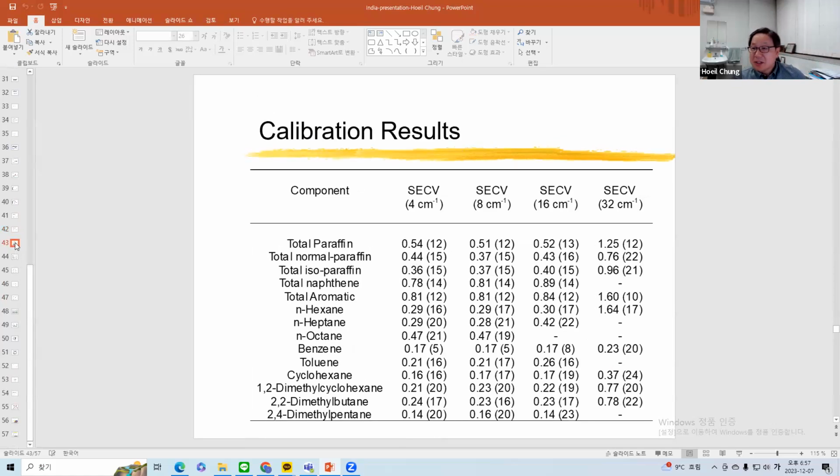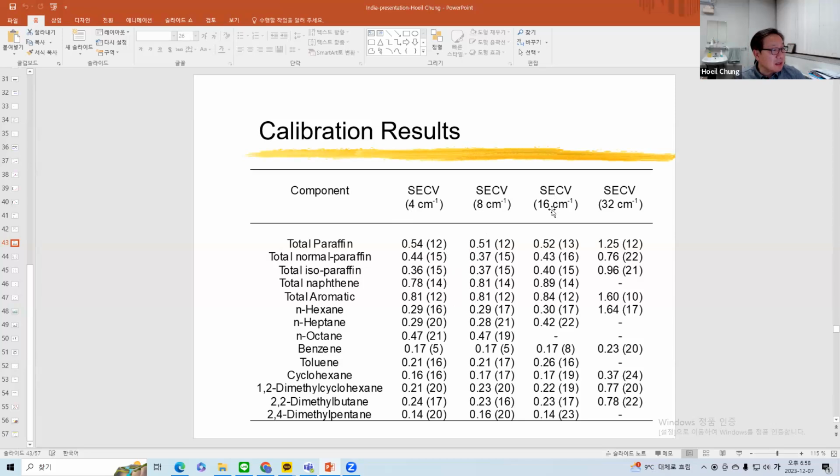This is the error. This is the result. SECV is the standard error of cross-validation. But as you can see here, when the resolution is 4 wave number and 8 wave number, the accuracy is quite similar. The number in parentheses, 12, means the number of PLS factors used. Quite similar.